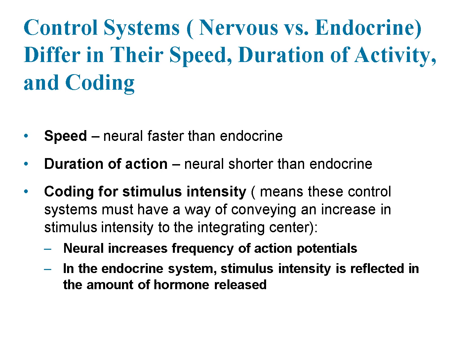Neural responses are short-lived. Once the signal stops, the effect typically ceases almost immediately. Endocrine responses are longer-lasting because hormones can remain in circulation for extended periods, continuously influencing target cells. Both systems need a way to code the intensity of a stimulus, but they do so differently. The nervous system encodes intensity by increasing the frequency of action potentials. For example, a stronger stimulus will cause neurons to fire more rapidly.